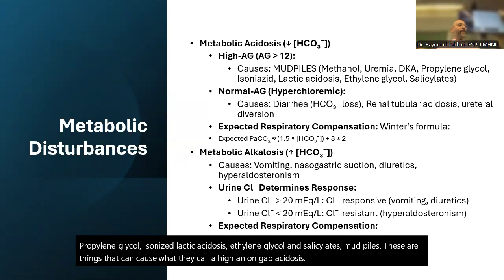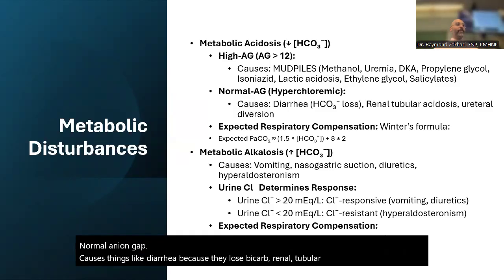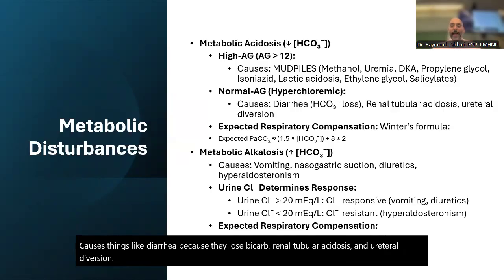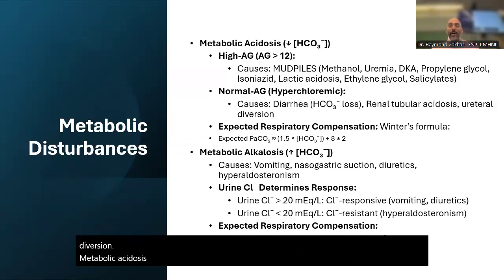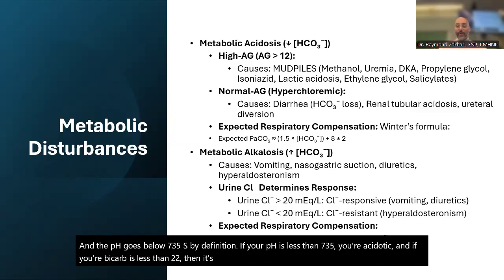Normal anion gap causes things like diarrhea because they lose bicarb, renal tubular acidosis, and ureteral diversion. Metabolic acidosis occurs when the bicarb drops below 22 and the pH goes below 7.35. So by definition, if your pH is less than 7.35, you're acidotic, and if your bicarb is less than 22, then it's metabolic acidosis.